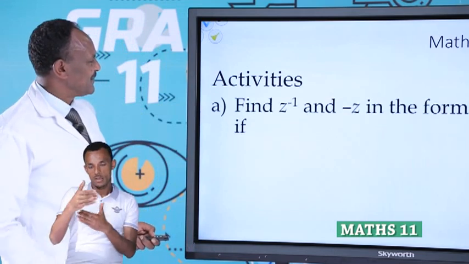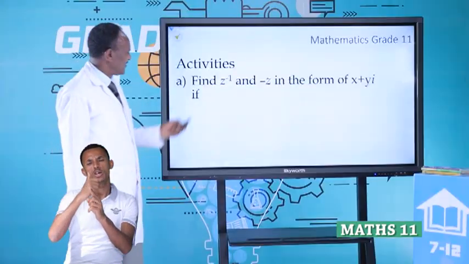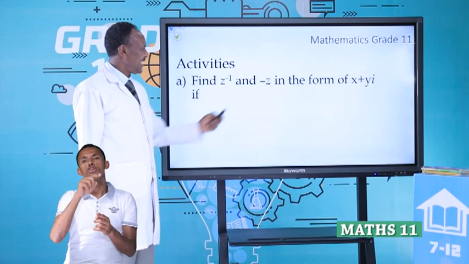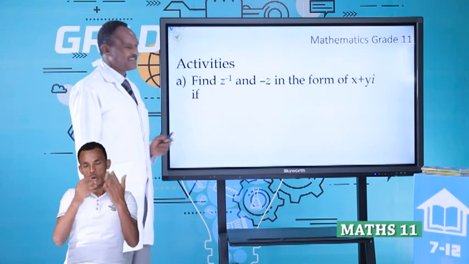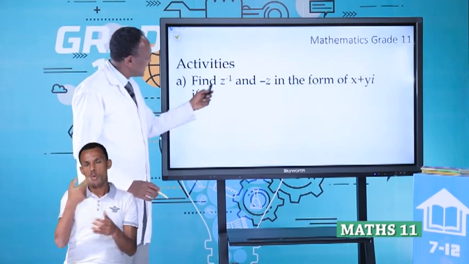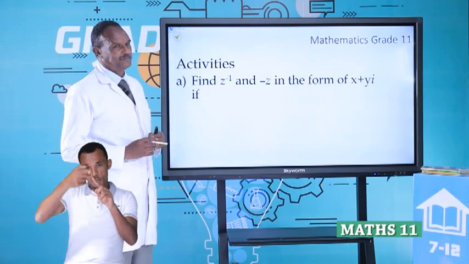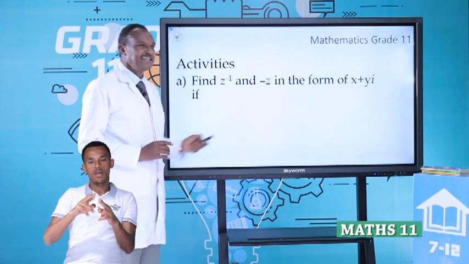Then let us see some exercises with this one. Find z inverse and the opposite of z in the form of x plus yi. So what is that? Z inverse means the reciprocal. The minus z is the opposite.